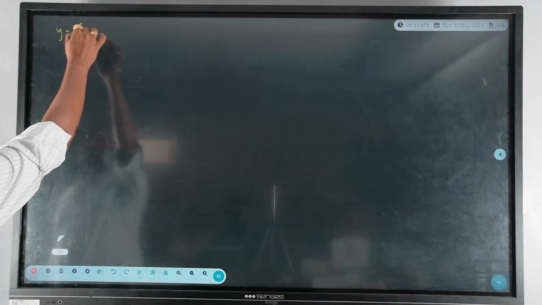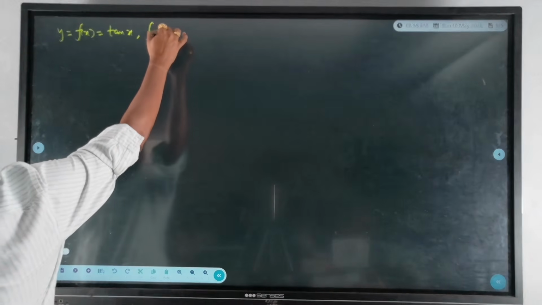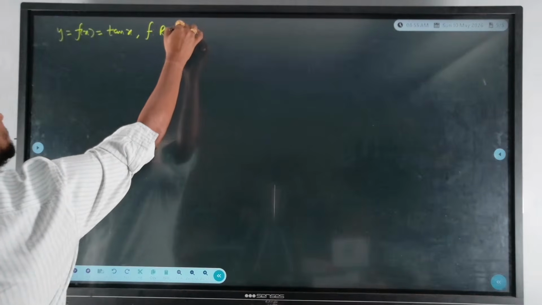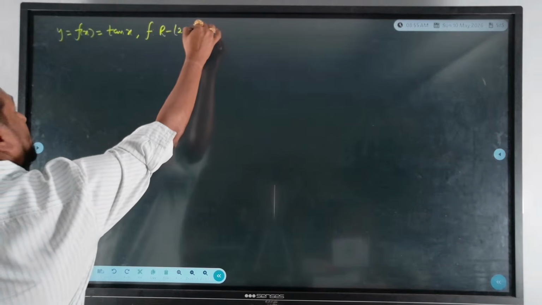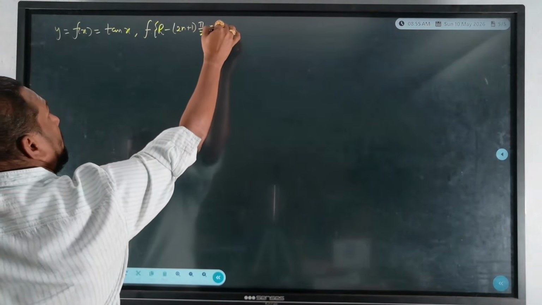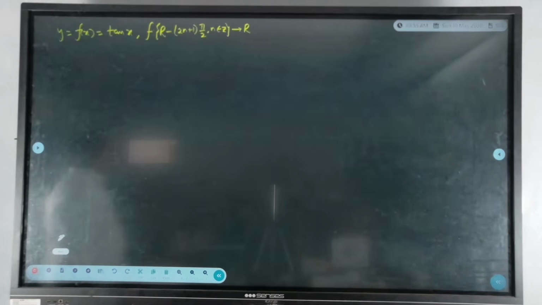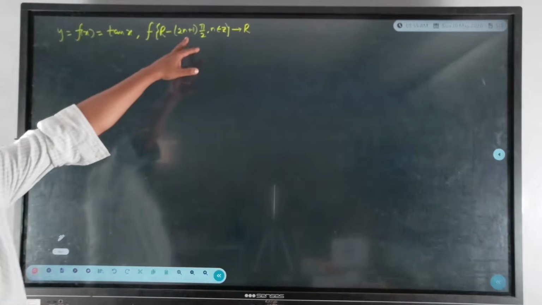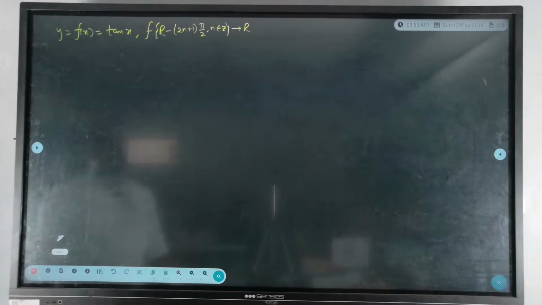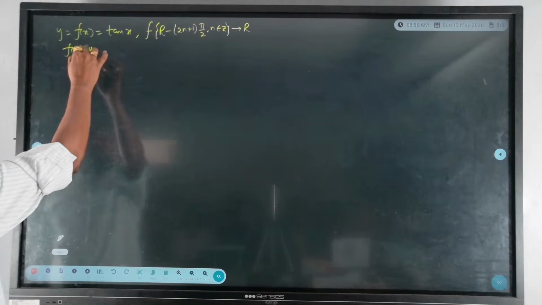y is equal to f(x) is equal to tan x. So what is the domain of tan? R minus (2n plus 1) pi by 2, where n belongs to Z, to R. Odd multiples of 90 degrees do not exist for tan. Now, this is not a bijection. f(x) is not a bijection.